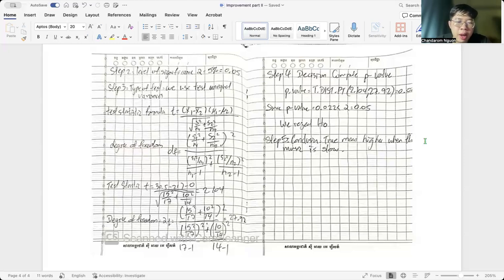In step 4, we have to find the p-value by using the Excel formula T.DIST.RT with the test statistic and the degrees of freedom that we found above. So we get the p-value equal to 0.02, smaller than alpha 0.05. We reject H0. In step 5, we can conclude the true mean is higher when the music is slow.